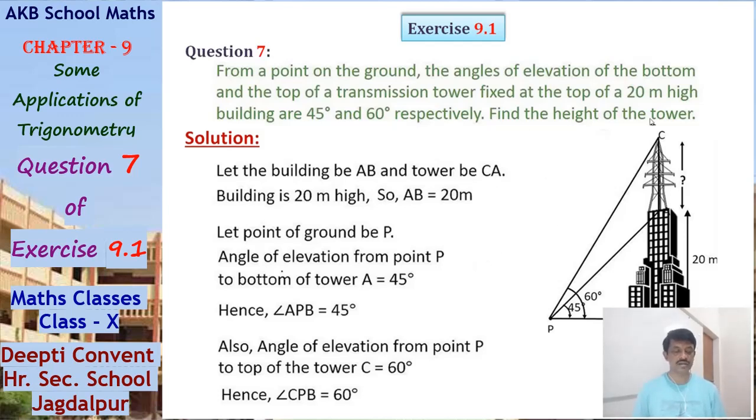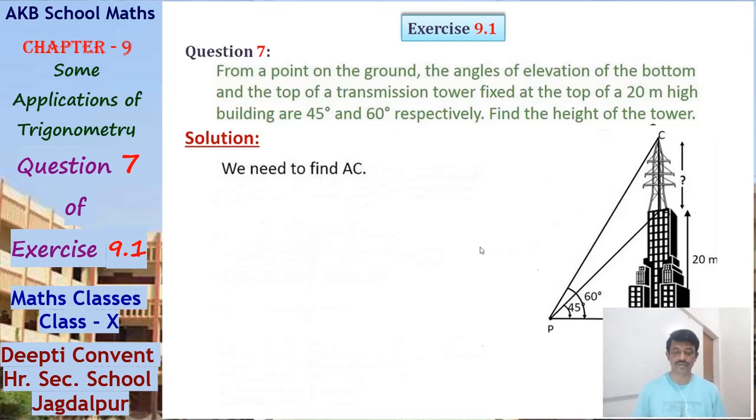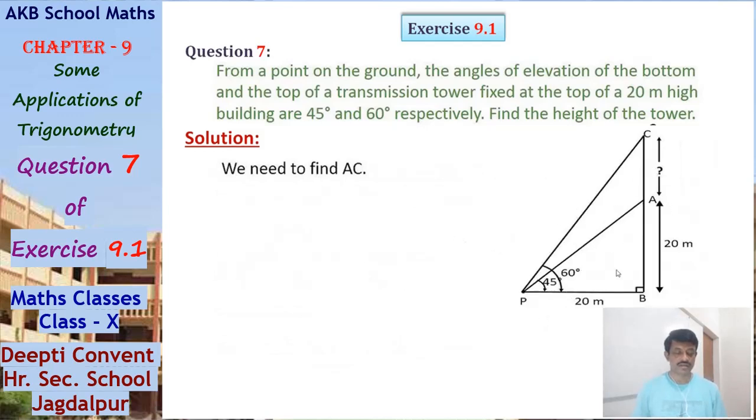Now we have to find the height of the tower, that is this CA. This is the question mark. Let us consider the diagram like this. We need to find CA. Now there are two right angle triangles. Since the building is vertical, AB or CA is perpendicular to PB.